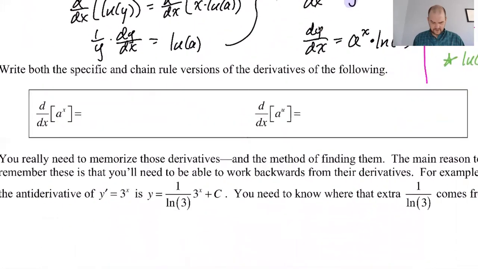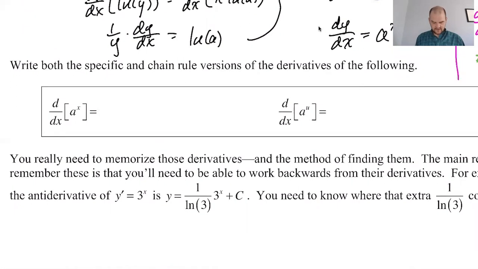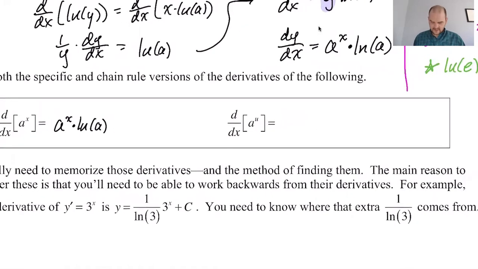So here we have the derivative of a to the x should be a to the x natural log of a. Now, a chain rule version of this starts to look a little bigger. This is why you just want to know the chain rule, right? It's a to the u times the natural log of a times du dx. So with the chain rule, you always multiply by the derivative of the thing. The derivative of a to the something is a to the something natural log of a times the derivative of that something. So that's where we go with that.